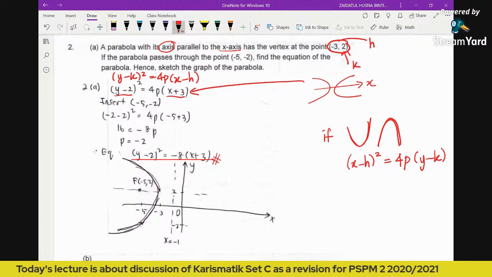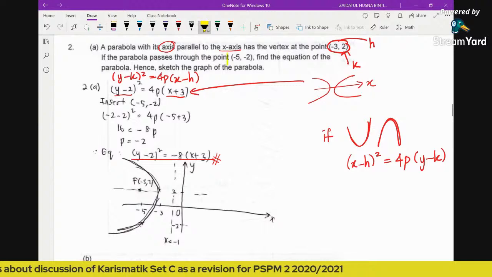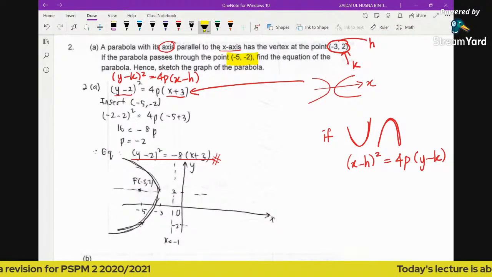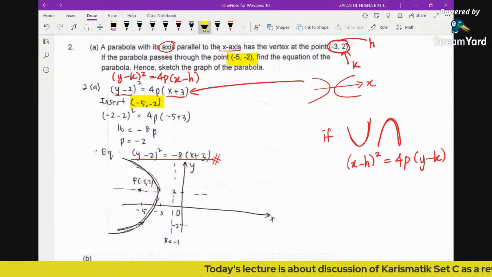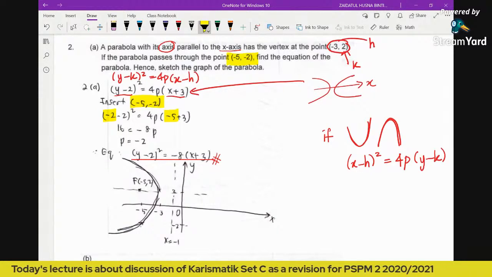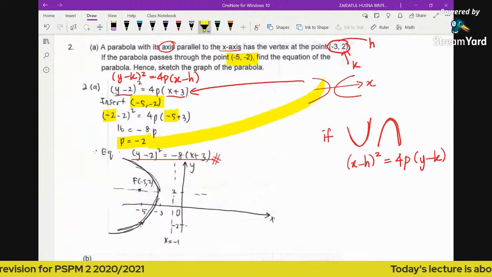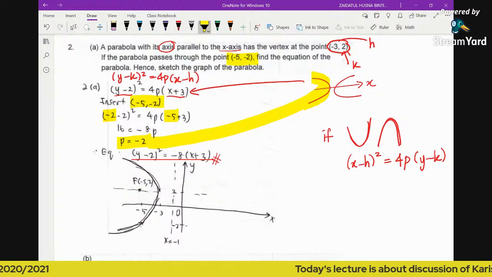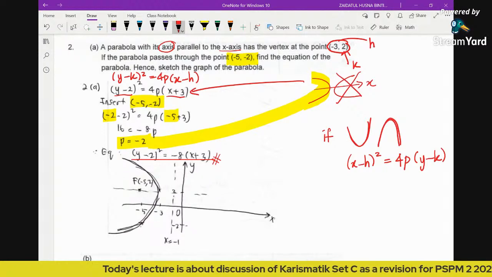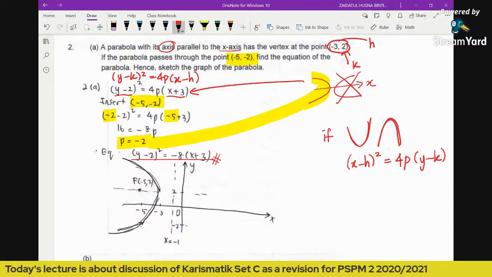And next, if the parabola passes through the point, you can just replace the x and y with these two values. So x is negative 2 and y here is negative 5. Once you substitute the two values of x and y, you will get p is negative 2. So as soon as you get p negative 2, you may just exclude the other possibility. Now you know that your parabola opens left.